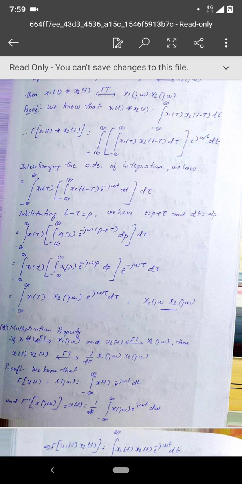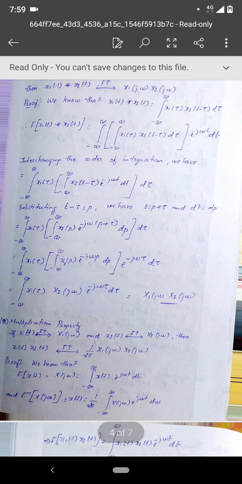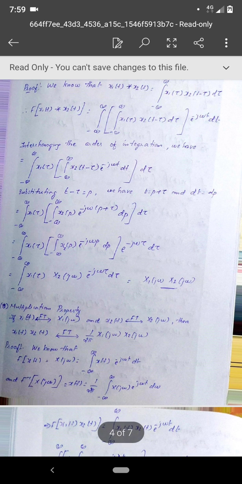Then we employ the usual technique, that is replace t minus tau by a dummy variable p. From that we know t is p plus tau, and when we replace with a dummy variable, we have to convert everything with respect to p. So if you differentiate t equals p plus tau on both sides, dt is equal to dp. What about the limits? The limits remain the same, because as t tends to minus infinity, p also tends to minus infinity, and if t tends to infinity, then p also tends to infinity. So the integration remains the same.